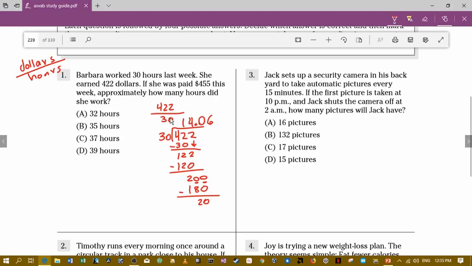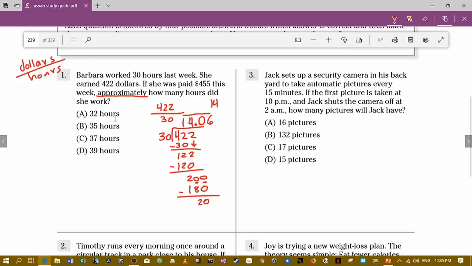And we can see that she gets paid 14. And there's going to be a remainder here. I'm just going to stop at this point because we have enough information to approximate, which is what we're asked to do. So now the question is, if she was paid $455 this week, approximately how many hours did she work? To make this math simple, I'm going to round this 14.06 per hour to just 14.